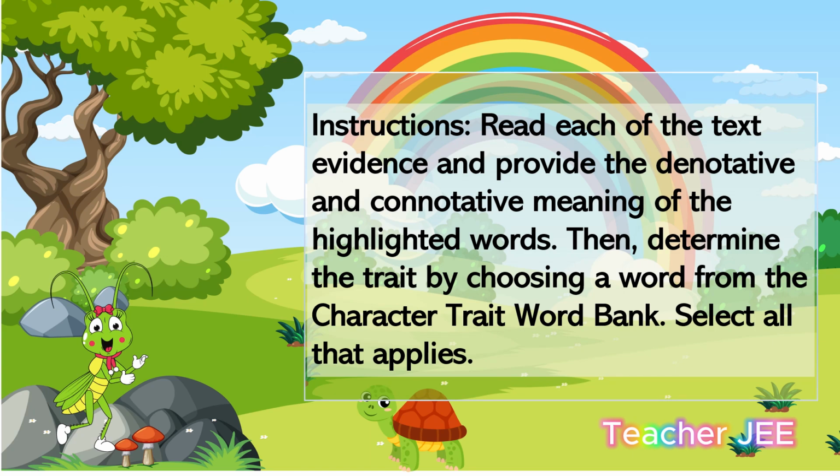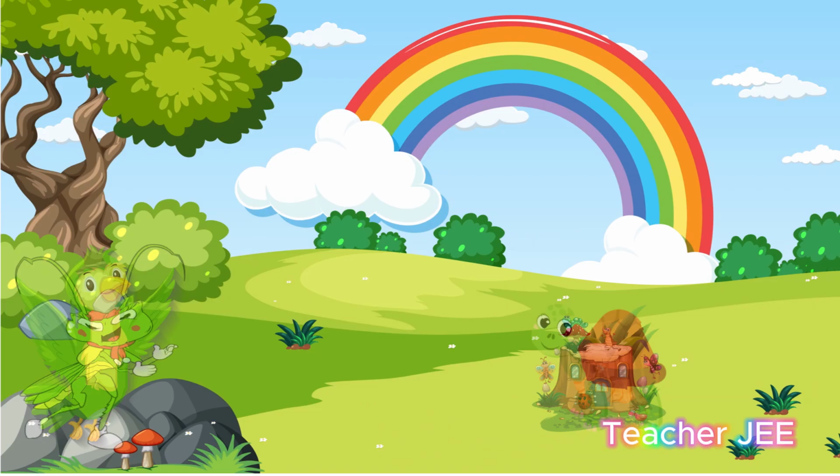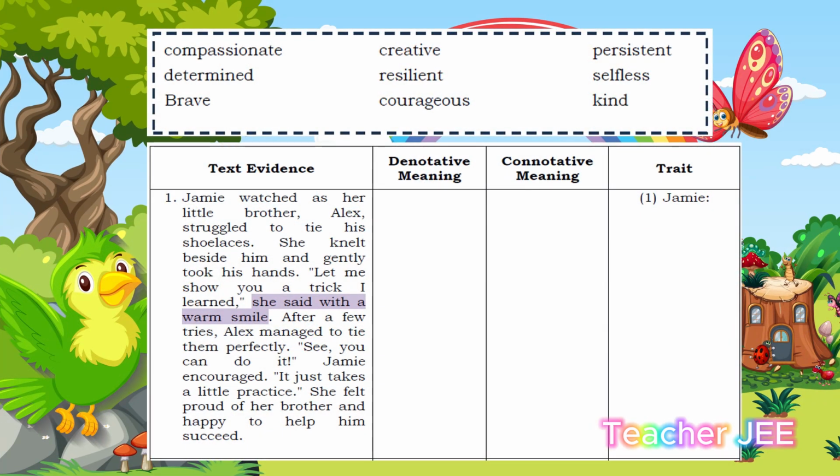Read its text evidence and provide a denotative and connotative meaning of the highlighted words. Then, determine a trait by choosing a word from the character trait word bank. Select all that apply. You can pause this video while answering.